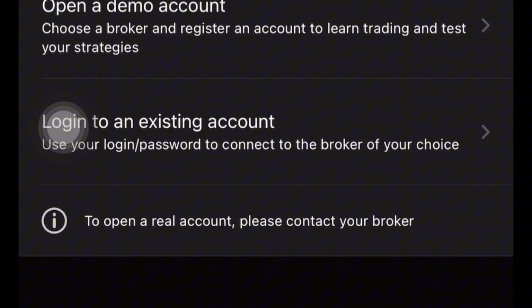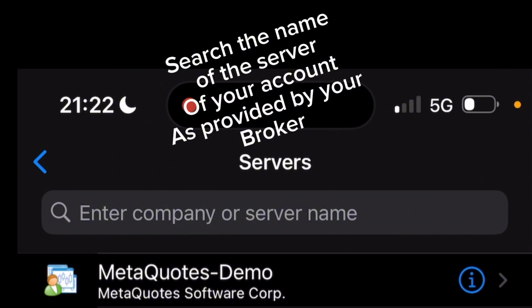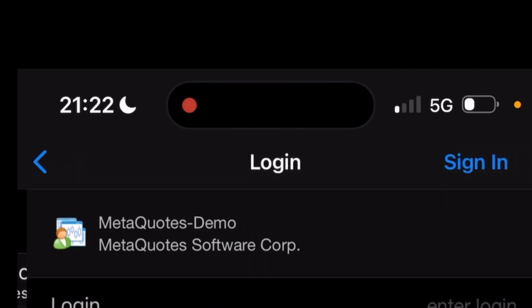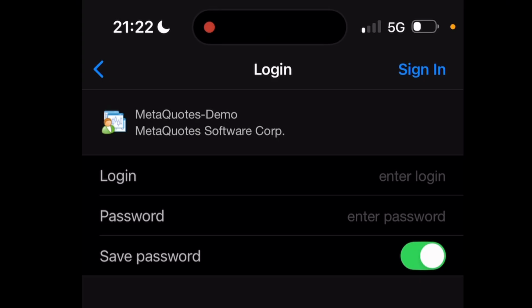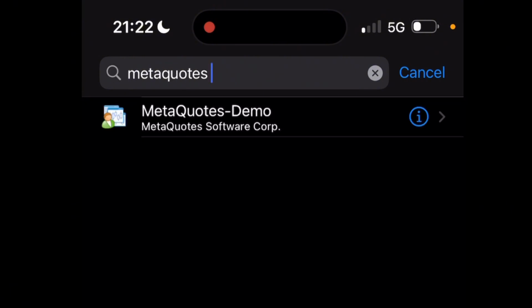So you click on log into existing account and then you select the name of the server. In this specific illustration, we're using MetaQuotes. The name of the server will be in either the mail or on your broker website where you opened your trading account, and you will see all the relevant login information there. So first, you search for the server. Let's say we want to use MetaQuotes. So we search for MetaQuotes, which is the default server for MetaTrader 4 and MetaTrader 5.